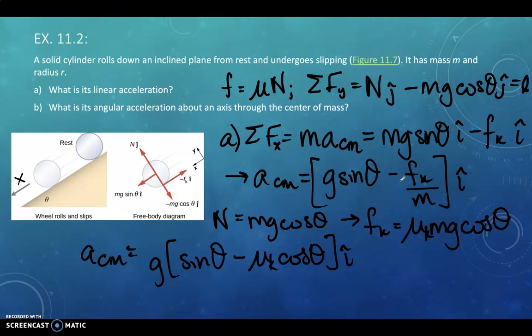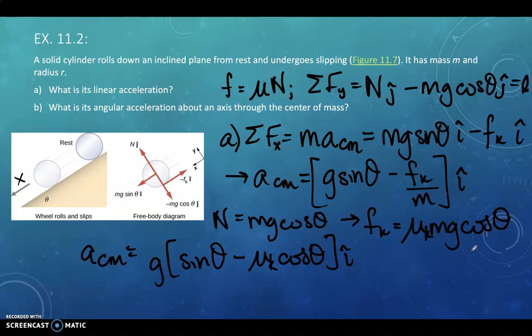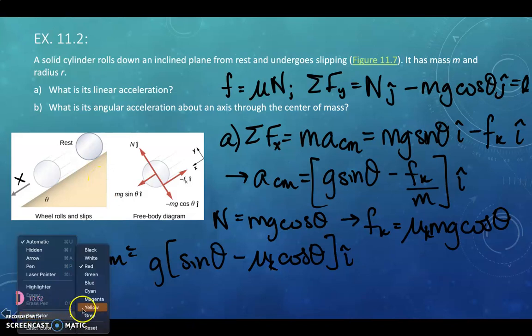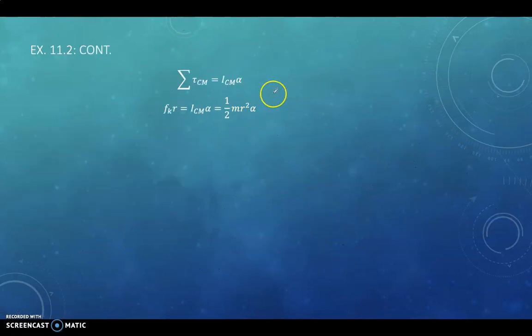Now, if we're looking for part B, it asks what is its angular acceleration about an axis through the center of mass. This one is going to be a little more involved, and I am going to have to get another page. So let me do that, and I'll be right back. Okay, so with that, let's go for part B.